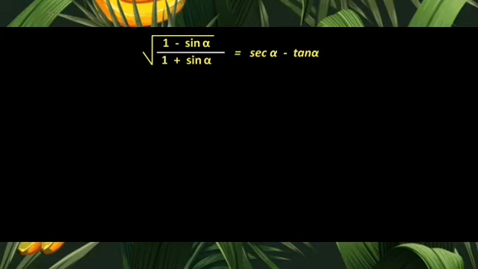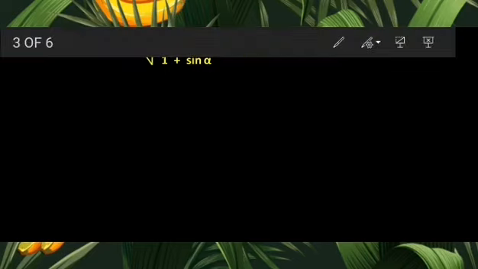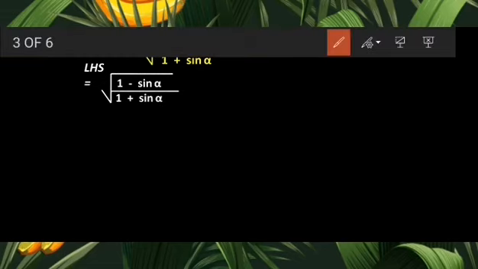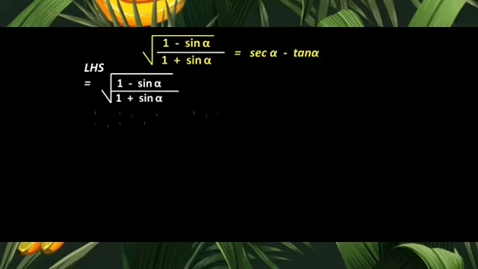Sir said it is very important to remove the square root sign from the LHS, correct? And to remove that sign, we will use the conjugate of the denominator. First of all, write the LHS. Written. Now, writing the conjugate means what? Writing the conjugate means which sign is seen in the denominator, it is plus. We will write the same terms but with the opposite sign. That means 1 minus sin alpha. I hope you are understanding the terms.